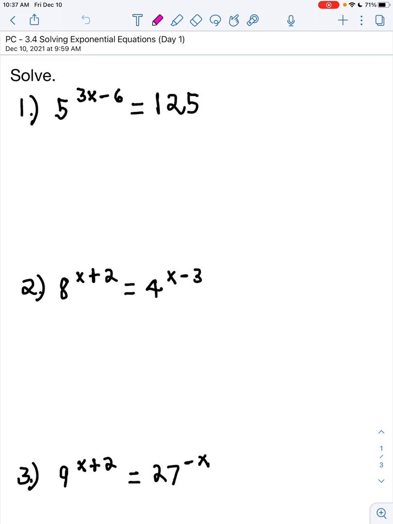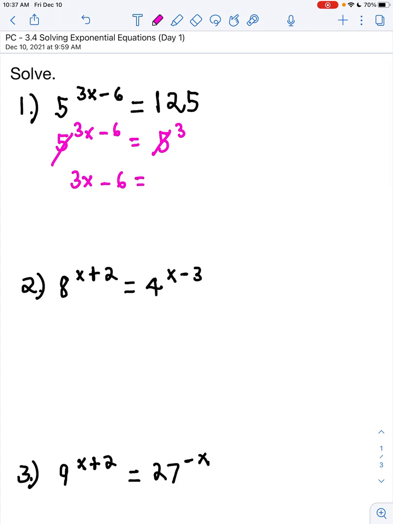As you see in number 1, we have the base 5 raised to the 3x minus 6 equal to 125. What we have to notice is that 125 is a number we could write as a power of the base 5. So I'm going to rewrite the 125 as 5 cubed. When you do this, you can now see that we have both sides expressed as a power of the same base, which means the bases can cancel out and the exponents can be set equivalent. So 3x minus 6 would equal 3, and then we would solve that equation to find x. So 3x would equal 9, and of course x would equal 3, and that's our answer.